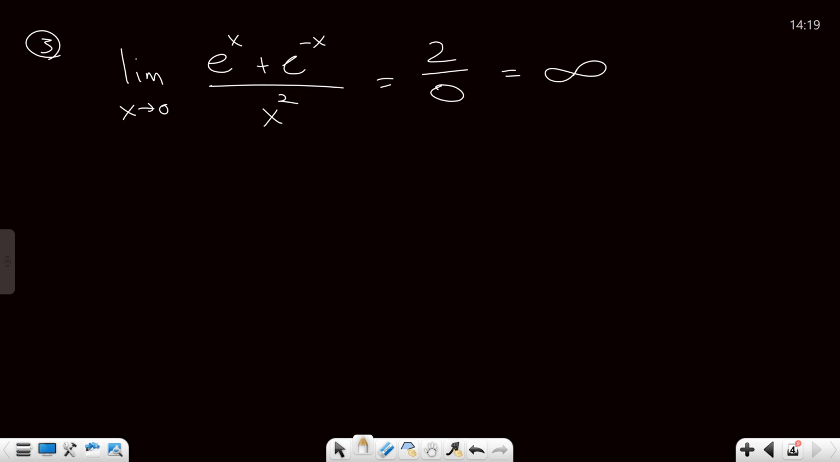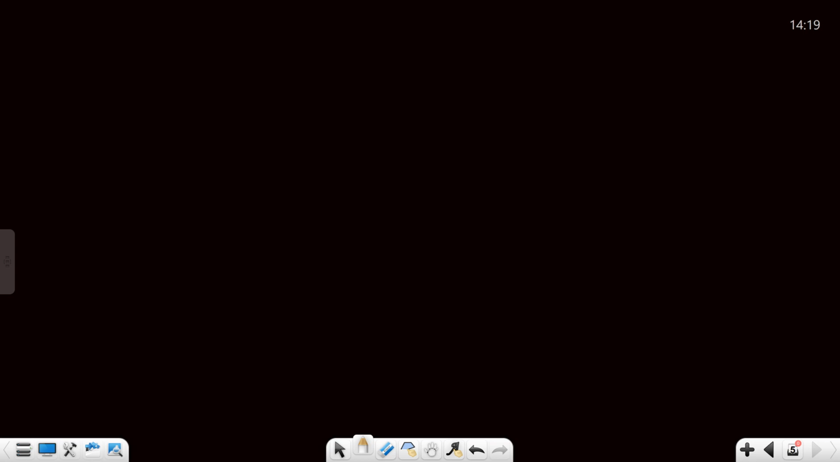Good. Don't automatically look at every limit problem now and assume that it's L'Hopital's. You've got to test it to see if you get 0 over 0 or infinity over infinity. Okay, last example, and then we'll move on to something different. Our third indeterminate form is the following.